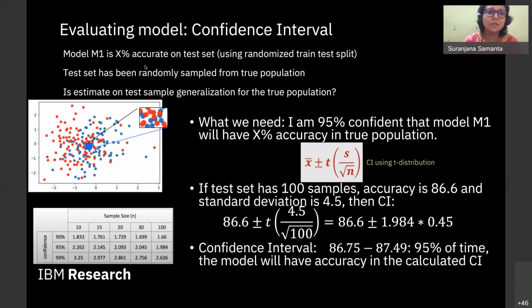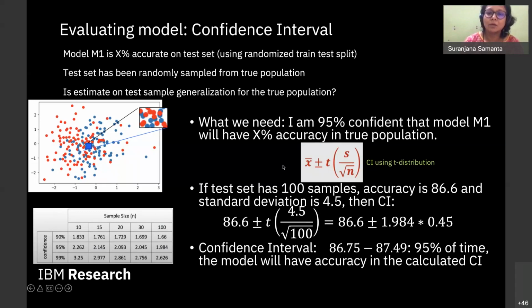So let's say we have our data or the samples, and we deduce that the model is X% accurate on the test data. Now, how can we actually say that it represents the entire population? Or how can we say that I am 95% confident that the true population will also have this 40% accuracy? So generally this is where the confidence interval comes into the picture.